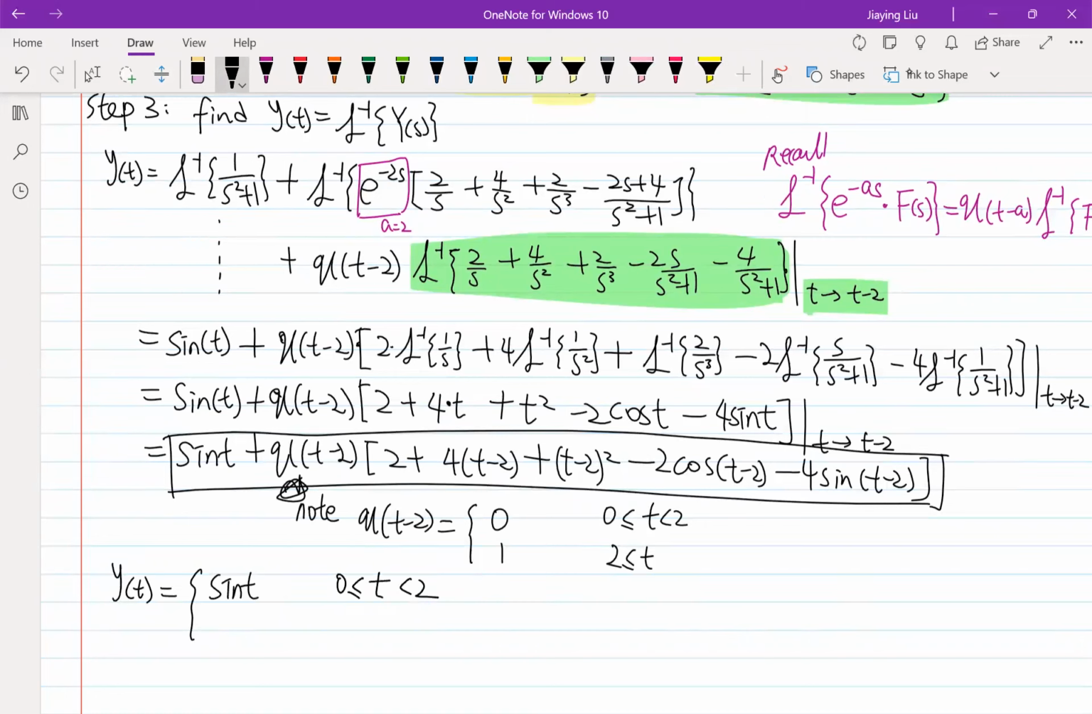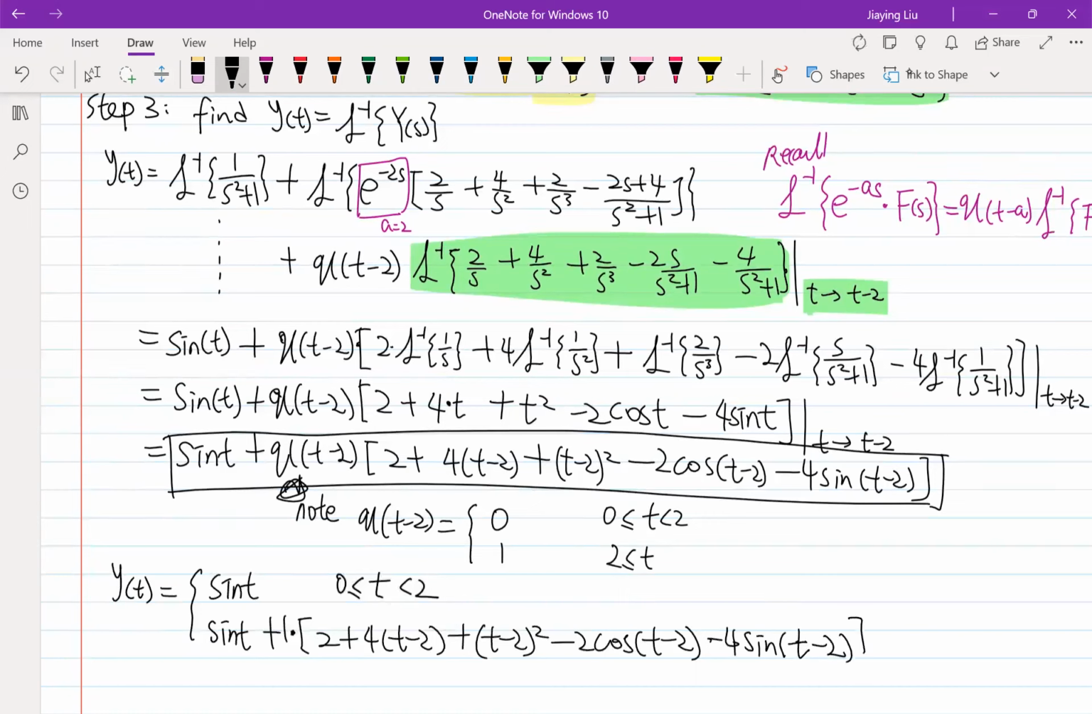The second piece is for t greater than or equal to 2. We're going to put 1 in there. So we get sine t plus 1 times the bracket 2 plus 4 times t minus 2 plus t minus 2 squared minus 2 cosine t minus 2 minus 4 sine t minus 2. And obviously we don't have to write the 1 times. We can just erase the 1 there, and we can even drop the bracket in this case. So this is for t greater than or equal to 2. This is also an acceptable answer in terms of piecewise functions.